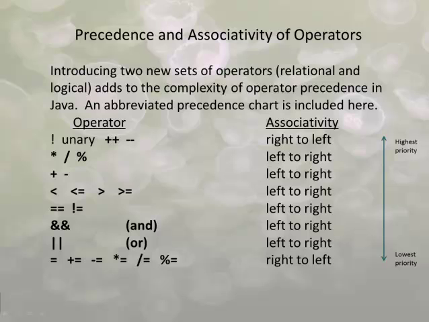As far as what's the most important, here is an abbreviated chart, but we're building on our precedence table. We have our NOT operators, our unary operators in general, our plus plus and our minus minus, which are unary operators, and those are the highest priority. Those would take place first. You go down to multiplication and divisions. Here's addition and subtraction.